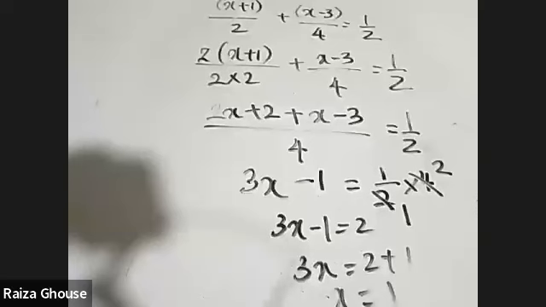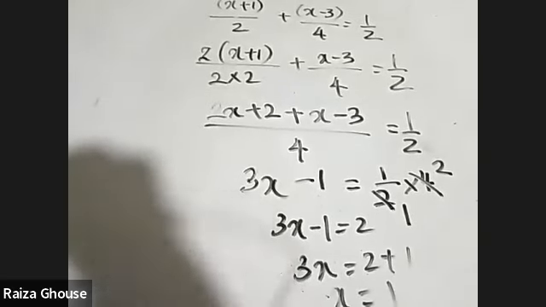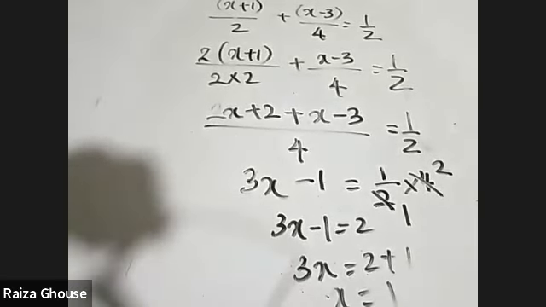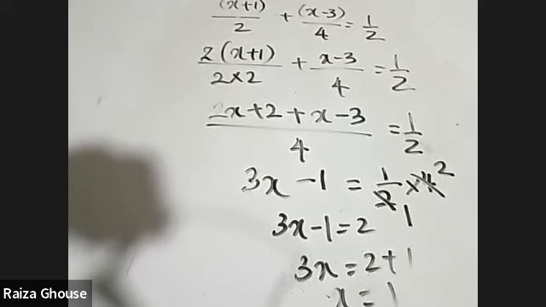Raise your hands who got x is equal to 1. Very good. Now send each and every one how many correct responses you got out of 12. What is your score?